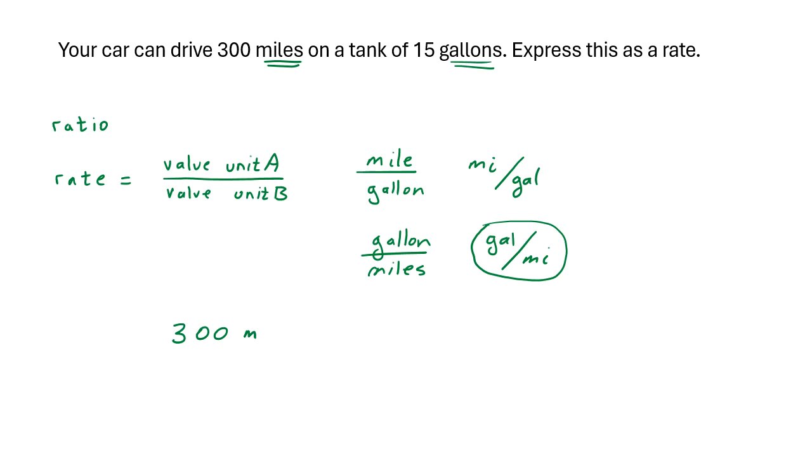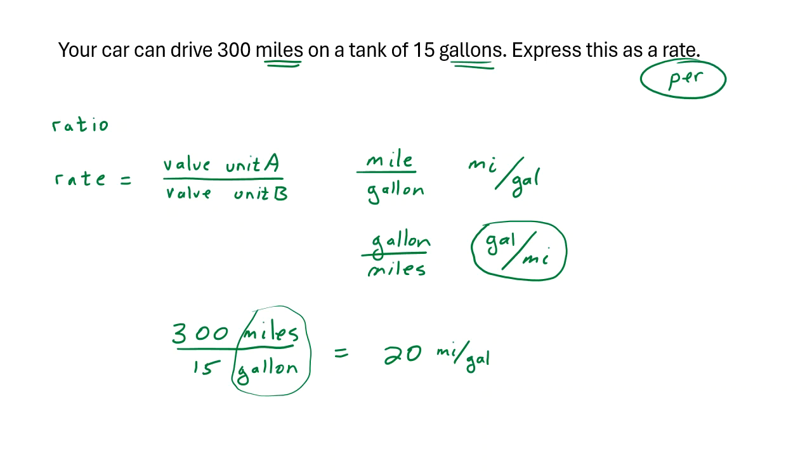So we've got 300 miles divided by 15 gallons. And you may be asking, do I have to write these words? Yes, you do. Always write the words. This is math literacy. Numbers don't really mean anything unless they have a unit of measure attached to them. So what's 300 divided by 15? That's 20. And then my unit of measure is, as I said, miles per gallon. So with a rate, this word per is super important. That's going to tell you to divide, and you would read it that way.